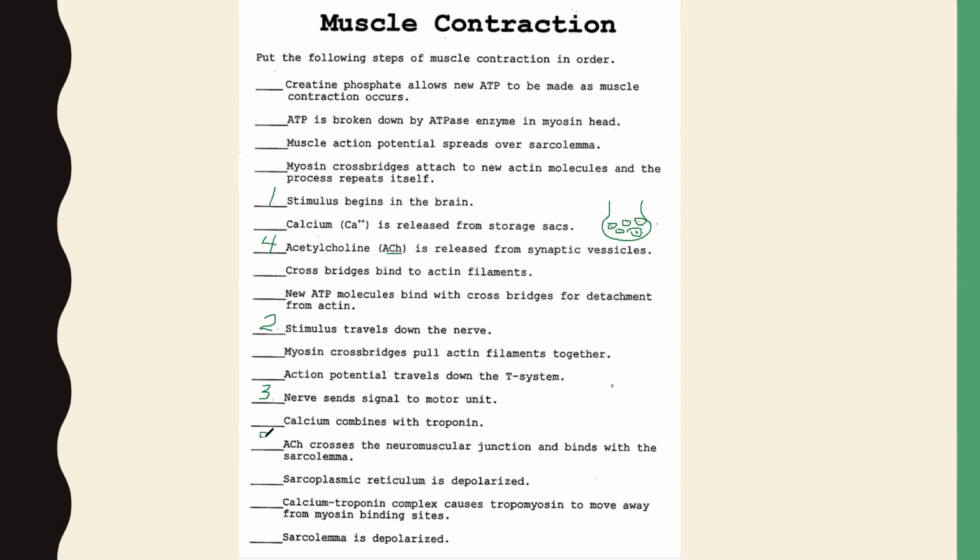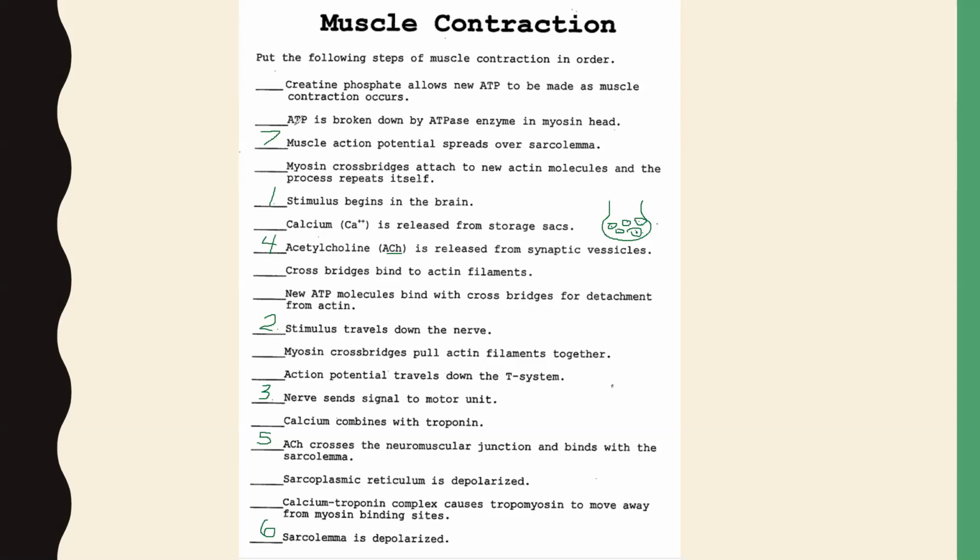It's going to cross the synapse, or the neuromuscular junction, and bind to the sarcolemma. So now it's going to open up the ligand-gated sodium channels, which means that the sarcolemma is now depolarized. And then following depolarization, because that's going to happen in one spot, we're going to depolarize the next and the next and the next, and we're going to get an action potential. But first we need the action potential to spread over the sarcolemma, over the cell membrane of the cell.